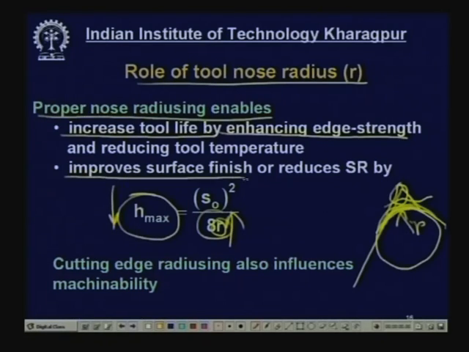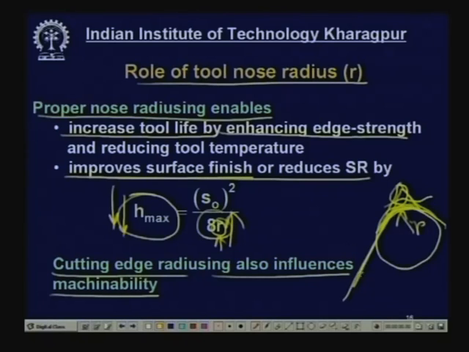Now, improved surface finish. Here you can see that if you give a larger nose radius, the surface roughness will decrease and finish will improve. So, this improves surface finish. The cutting edge radiusing also influences machinability. Now, the cutting edge radiusing, what is that? This cutting edge, which is not really very sharp, is also rounded by 20 micron to 40 micron, or it is sometimes beveled. So, this also improves the strength of the tool and machinability.